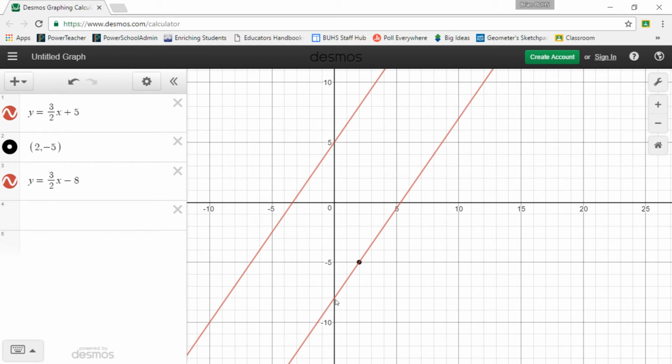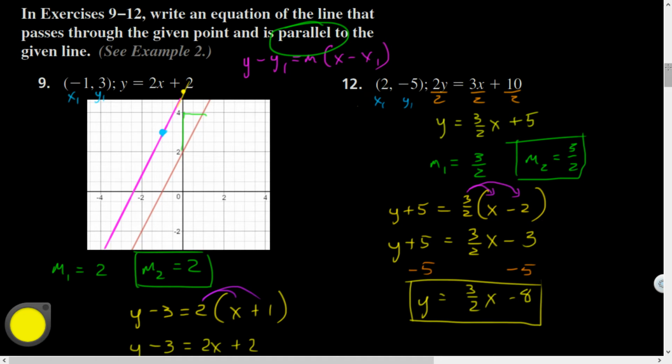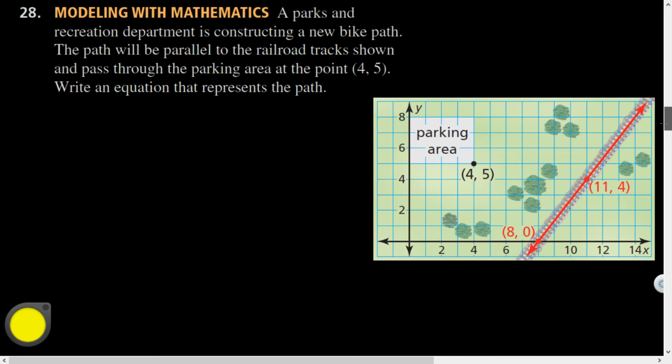I want to point out, notice that I only used the first line for its slope. I don't care about its y-intercept, right? Like 5 was meaningless to this other equation. I just wanted its slope, and then I found my own y-intercept. Okay, last question. All right, here we go.